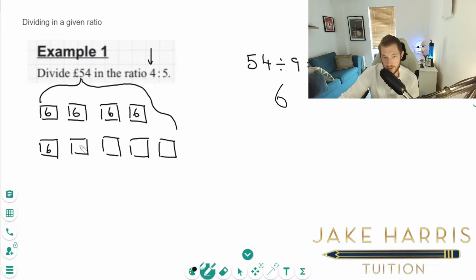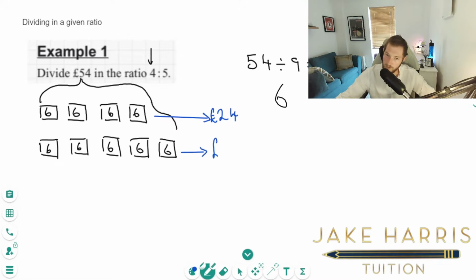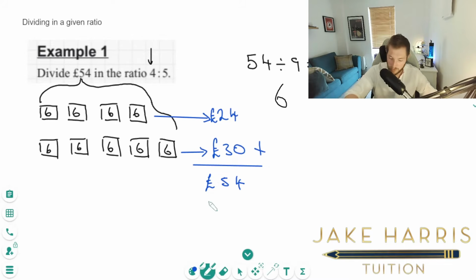So you can fill all of those in if you like. And the top row belongs to the first person, and the second row belongs to the second person. And so, by adding up the boxes, we can see that the first person gets a total of £24, and the second person gets a total of £30. And what I would encourage you to do is check your answer by making sure the two numbers that you've got add up to the total. And indeed, if we add 24 and 30, you get £54. So they do add up to the total. So that's a nice little check to make sure that we've done it correctly.